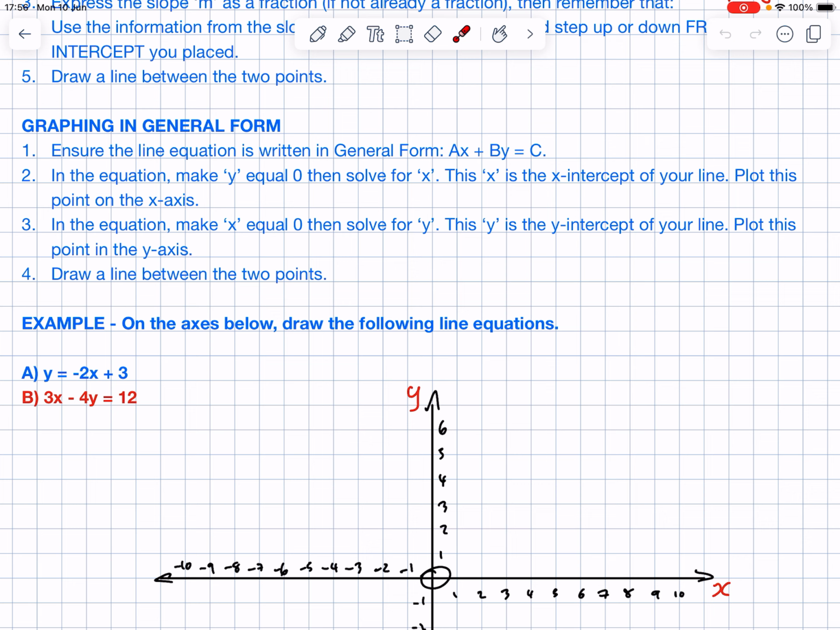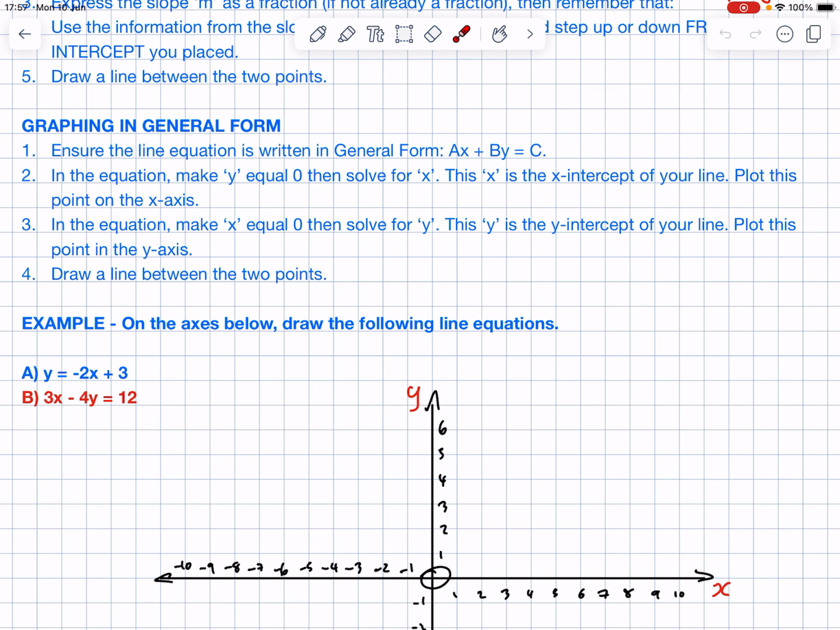So currently, by step 2, you have one dot, which is not enough information to draw a line. Now, step 3, in the equation, make x equal to 0, then solve for y. This y is the y-intercept of your line. So plot this point on the y-axis.